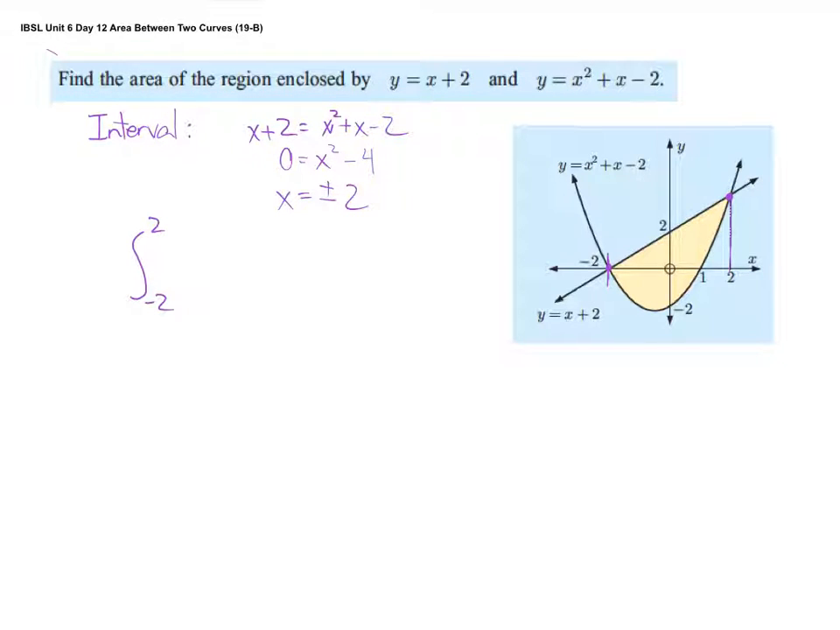In general, do you always put the negative one on the bottom if you get two answers like that? Or do you put the lower one? Yeah, always set it up going left to right.